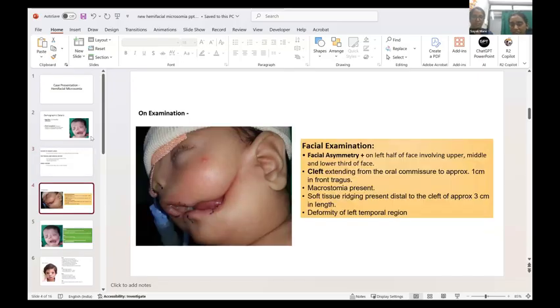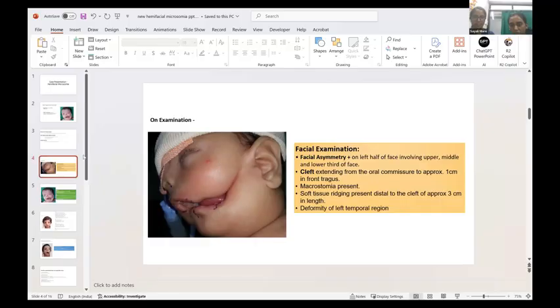On examination, there's a facial asymmetry on the left side of the face involving the upper, middle, and lower third of the face. Cleft extending from the oral commissure to approximately 3 centimeters in front of the tragus. There's a microstomia present. There's a soft tissue rising distal to the cleft of approximately 3 centimeters in length. There's a deformity on the left temporal region, which can be seen in the next slide.